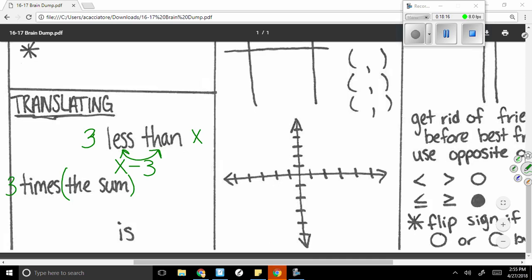So if I have 3 times the sum of 5 and 2, we would write that as 3 outside the parentheses, and then 5 plus 2 inside the parentheses. And remember, is just an equal sign.